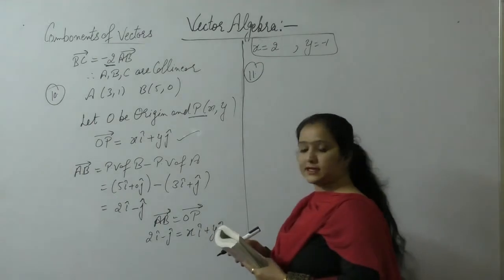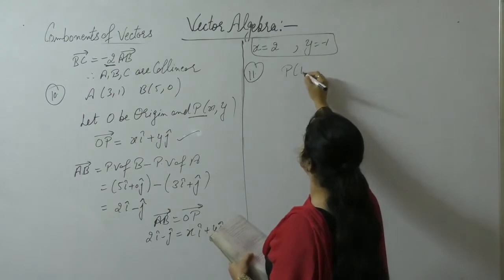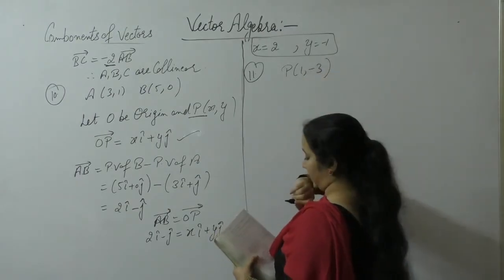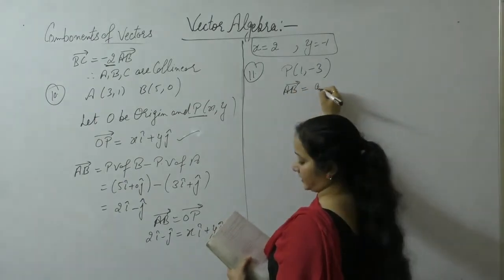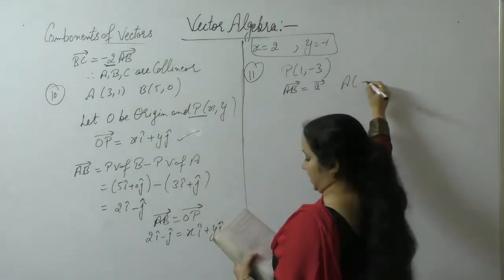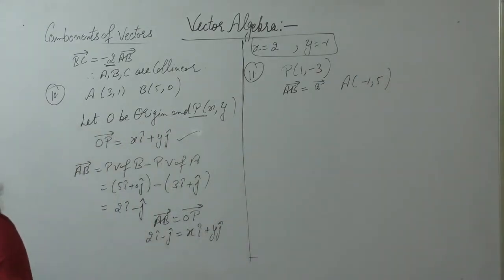If A vector is the position vector whose tip is (1, minus 3), let this point be P. Find the coordinates of point B such that AB vector is A vector, if A has coordinates (minus 5, minus 1, 5).